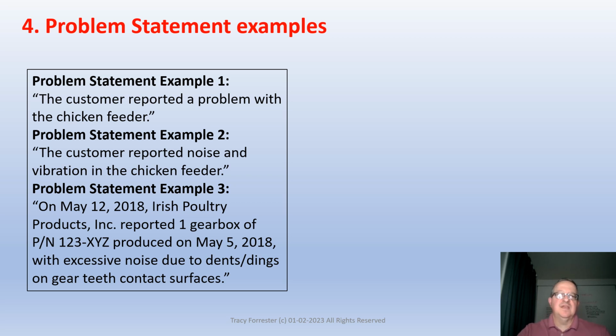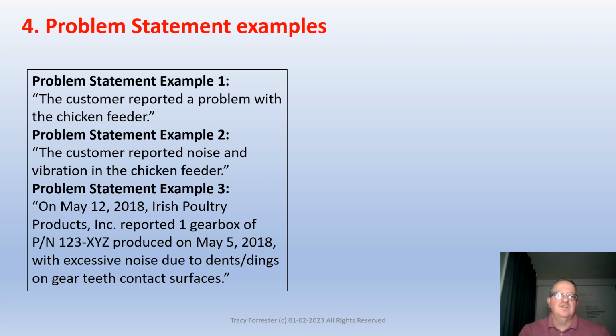And problem statement examples based on the 5W2H that we saw put together. Example number 1, the customer reported a problem with a chicken feeder. Example number 2, the customer reported noise and vibration in the chicken feeder. And example number 3, on May 12, 2018, Irish Poultry Products Incorporated reported one gearbox of part number 123XYZ produced on May 5th, 2018 with excessive noise due to dents and dings on gear teeth contact surfaces.